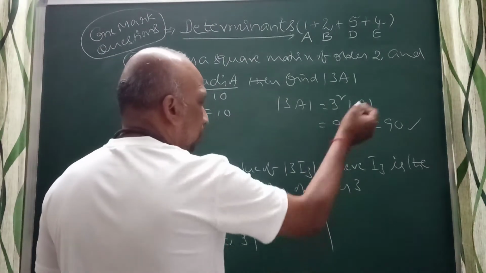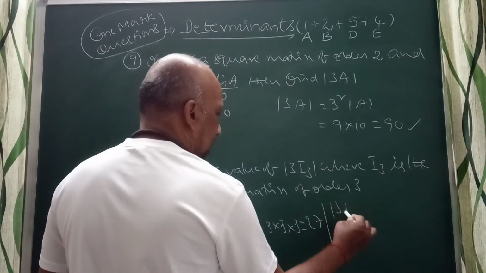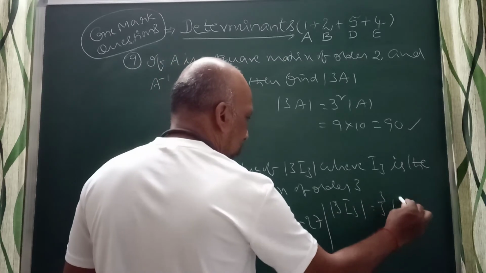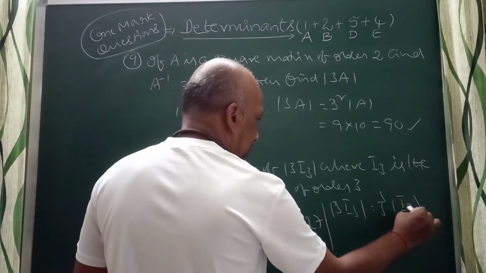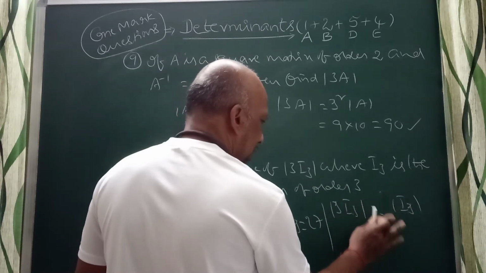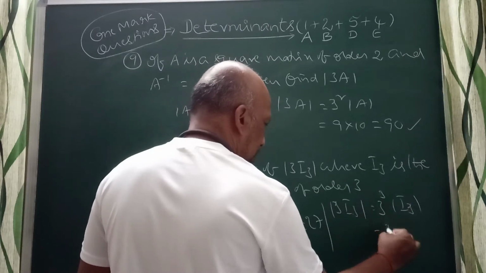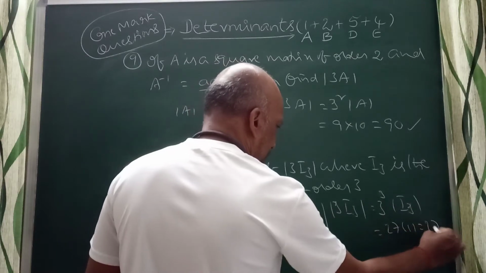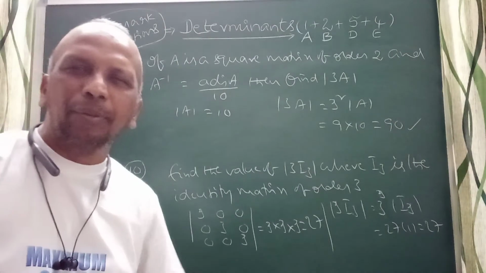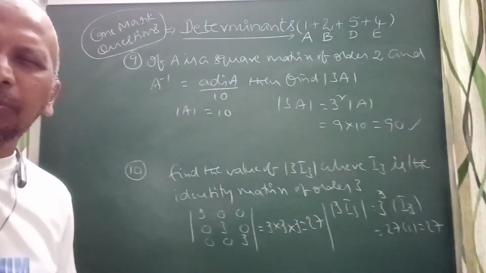Otherwise, if you use the property, delta of 3I3, the order is 3 by 3, so it will come 3 cube into delta of I3. The determinant of I3 is 1, so you get 3 cube into 1, 27 into 1, 27. You can use the property or you can do it like this, any one of the methods you can use. I will do the next one.